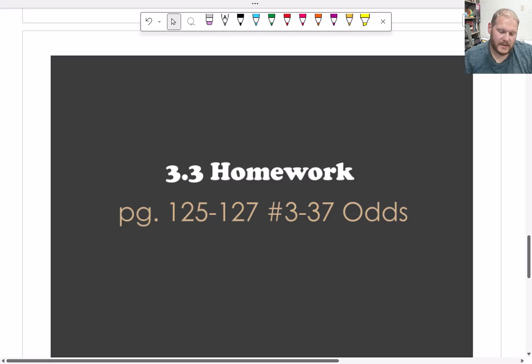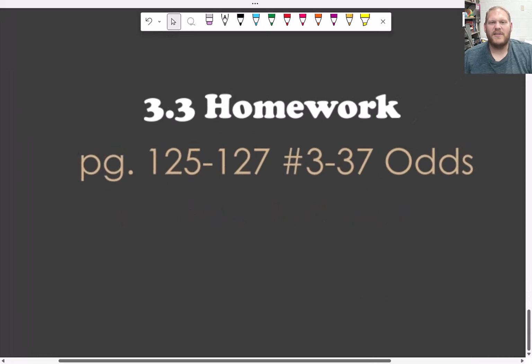But for right now, for just systems of inequalities, here is your homework. It is on pages 125 through 127. You guys are just taking a look at numbers 3 through 37, just odds.